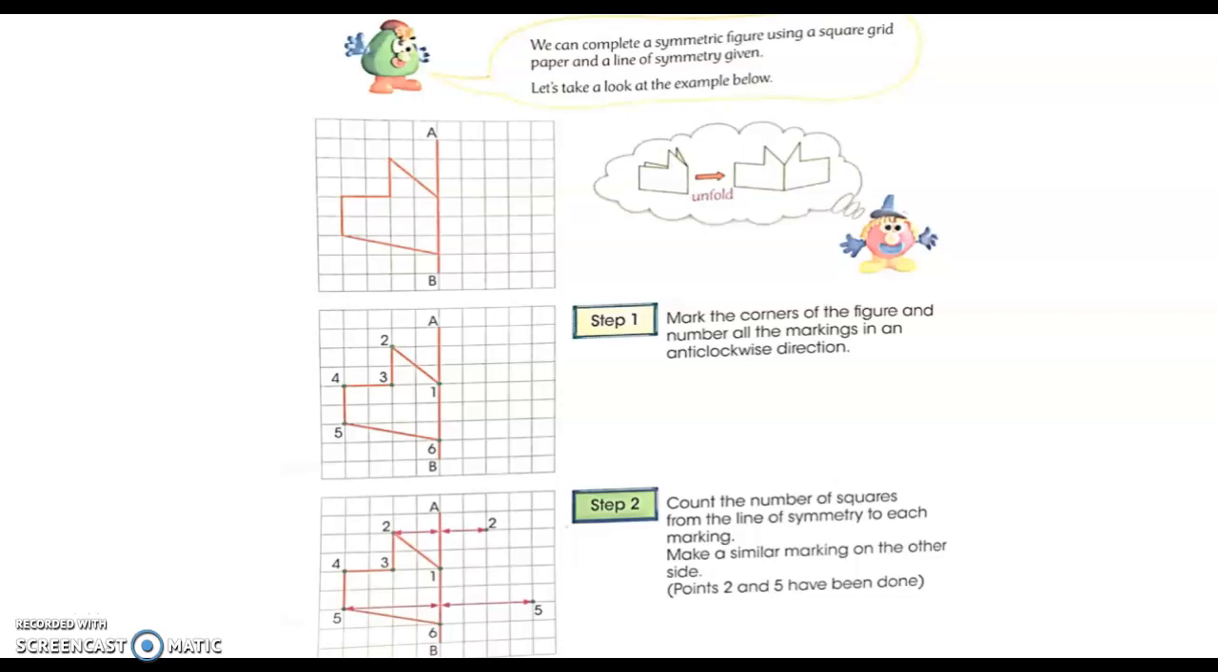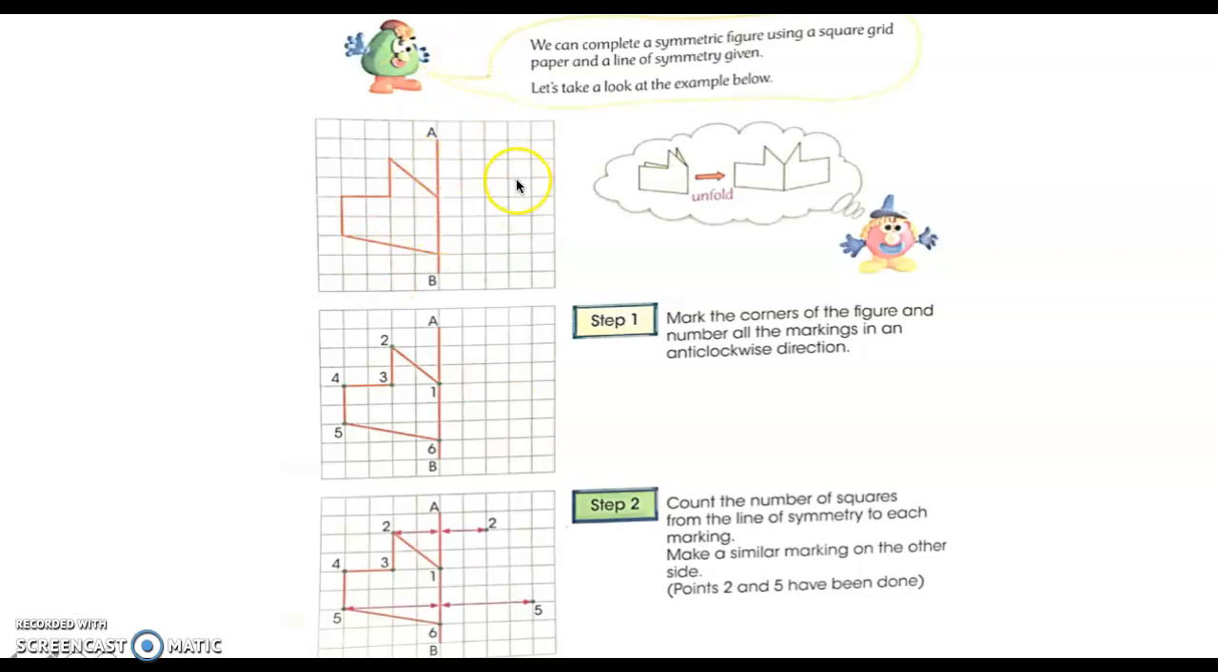Hope everything is fine. Now today we are going to do complete and symmetric figures. Look at the example here. Now this line given here is the line of symmetry. Okay, we know the line of symmetry, isn't it?